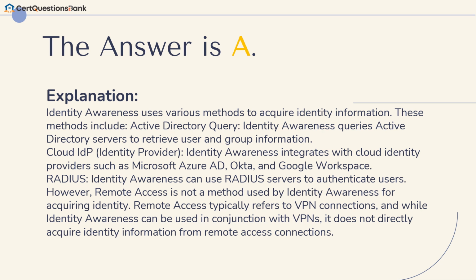However, remote access is not a method used by identity awareness for acquiring identity. Remote access typically refers to VPN connections, and while identity awareness can be used in conjunction with VPNs, it does not directly acquire identity information from remote access connections.